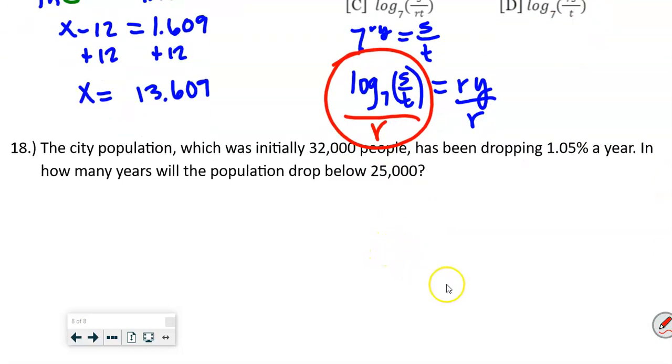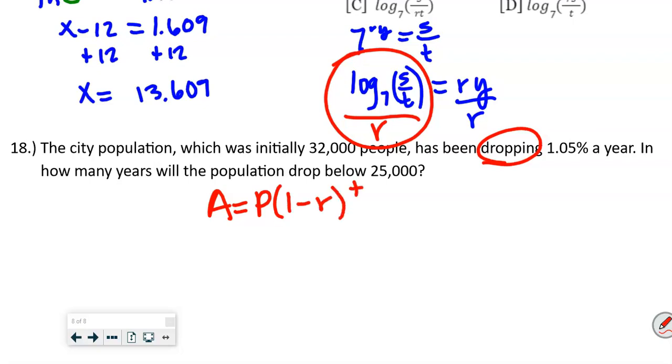All right, we got one more, guys. So this is the formula again. A equals... And this says the city population, which was initially 32,000 people, has been dropping, keyword, by 1.05% a year. In how many years will the population drop below 25,000? So this is going to be our initial amount, 1 minus r to the t power, right? So A is our final amount. So it says it was initially 32,000. So we're going to write that here.